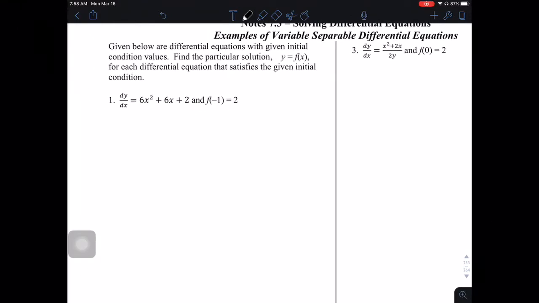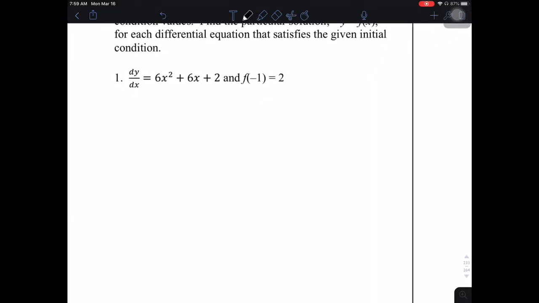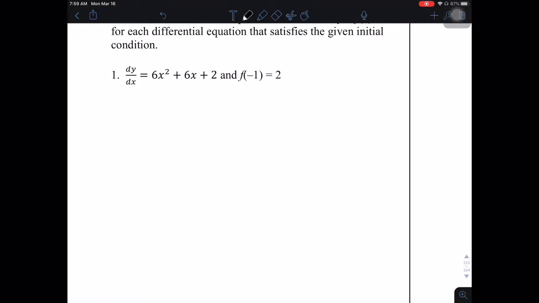Directions: given below are differential equations with given initial conditions. Find the particular solution for each differential equation that satisfies the given initial condition. In order to do this, you have to first separate your variables. In other words, you want all of your y's on one side and all your x's on the other.